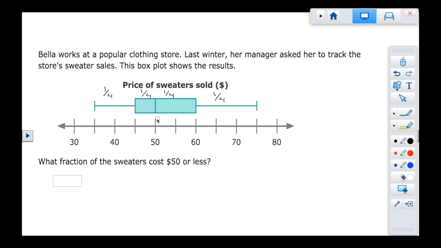50 or less, here's 50 or less. So that's 2 quarters. 2 quarters is 50%. 50% is 1/2. A quarter plus a quarter is 2 over 4. 2 over 4 is 1/2.